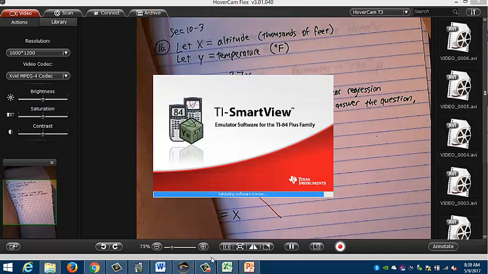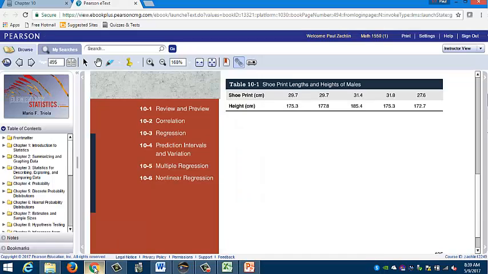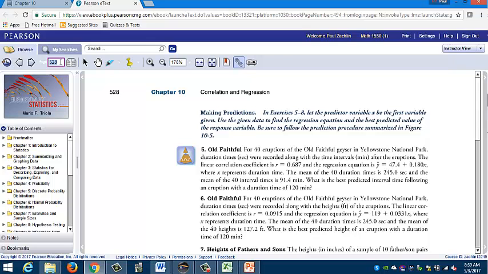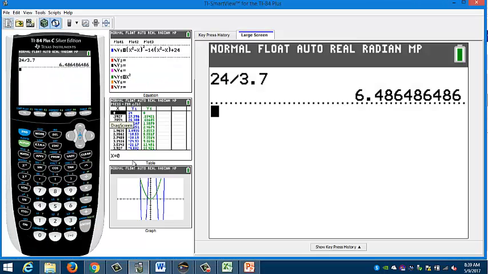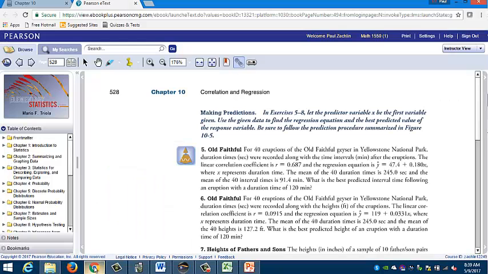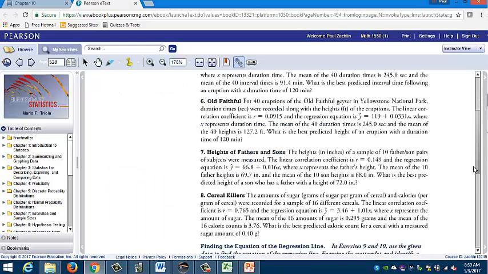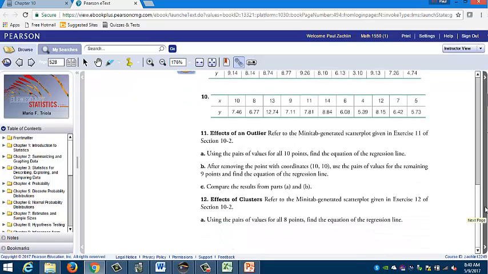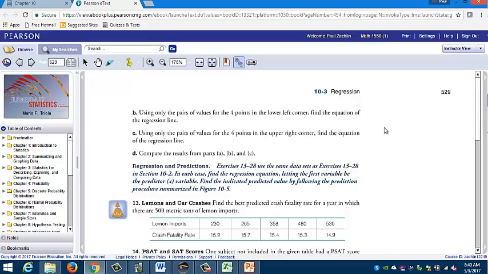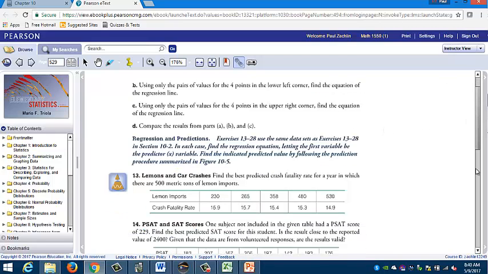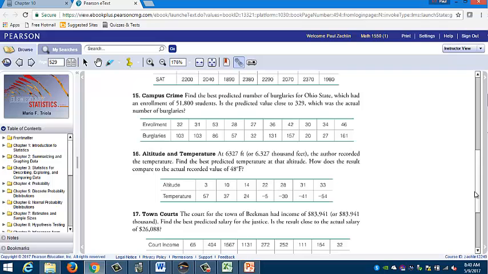But while that's loading, let's turn to problem 16 in your book. Let's see, what page was that on? So on page 528, if I go down here, 529, really? Yeah, this is the one where we talked about altitude versus temperature, right?